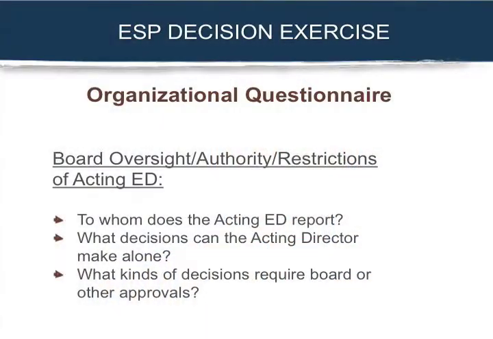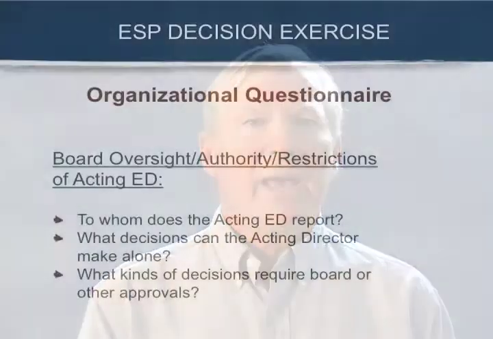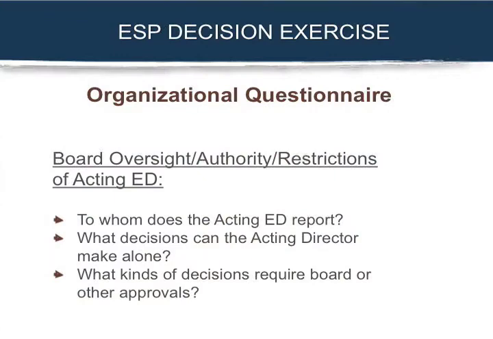Consider the board oversight of this process. To whom does the acting executive director report? Typically, this would be the board president, although it could be the executive committee or a designated oversight committee. What decisions can the acting director make on their own? Would these be the same as the authority held by the current executive director? Or does the board feel there should be more active board involvement in some decisions? And what kinds of decisions would require board or other approvals?